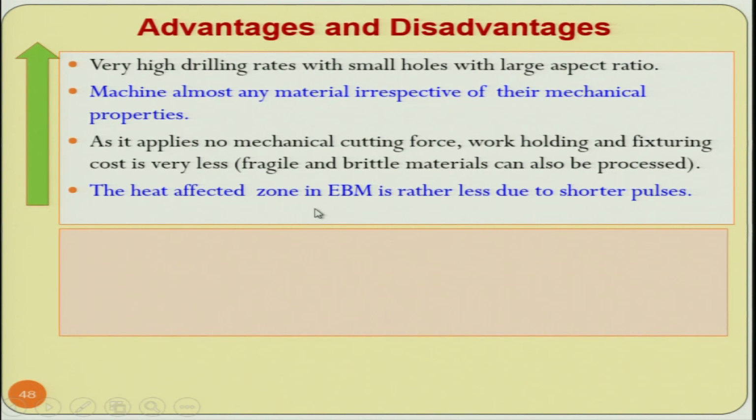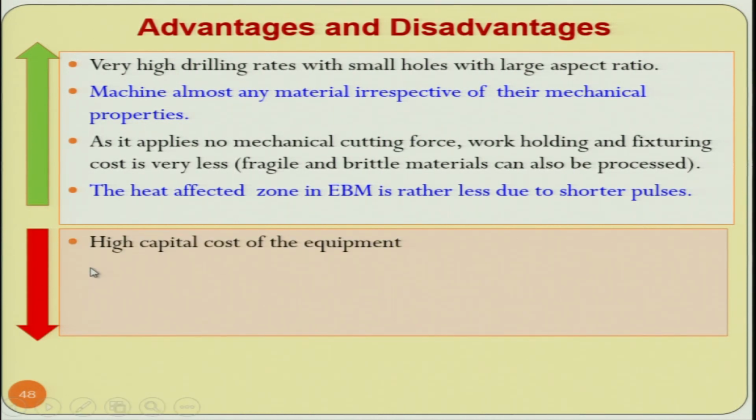The heat affected zone in EBM is rather less due to shorter pulses are used over there. In other thermal processes, this heat affected zone is thicker, just like EBMM process or laser beam micromachining process or plasma arc micromachining process. This heat affected zone is larger as compared to the electron beam micromachining. However, this process has certain limitations or disadvantages also.